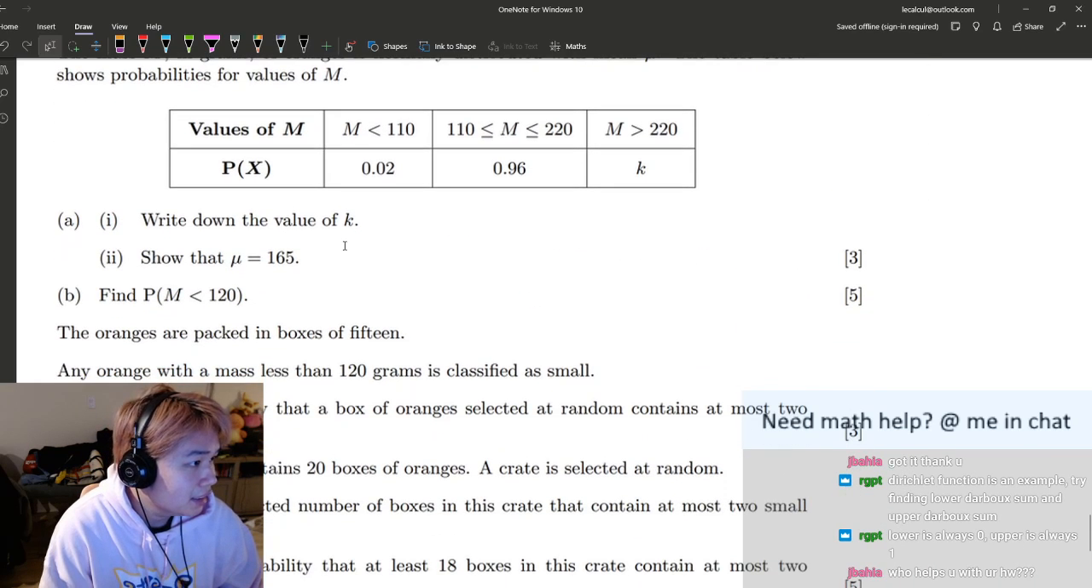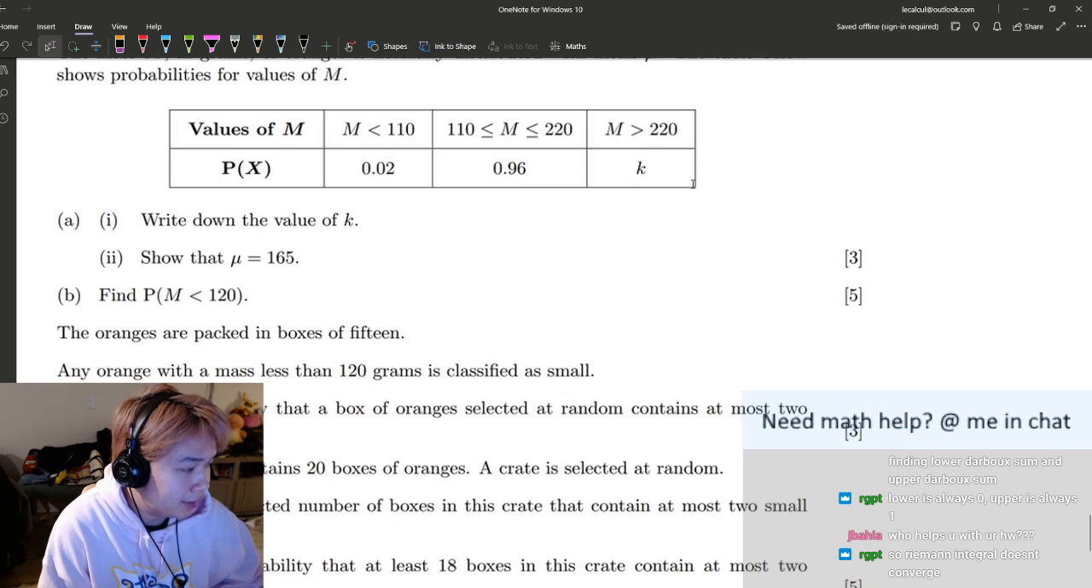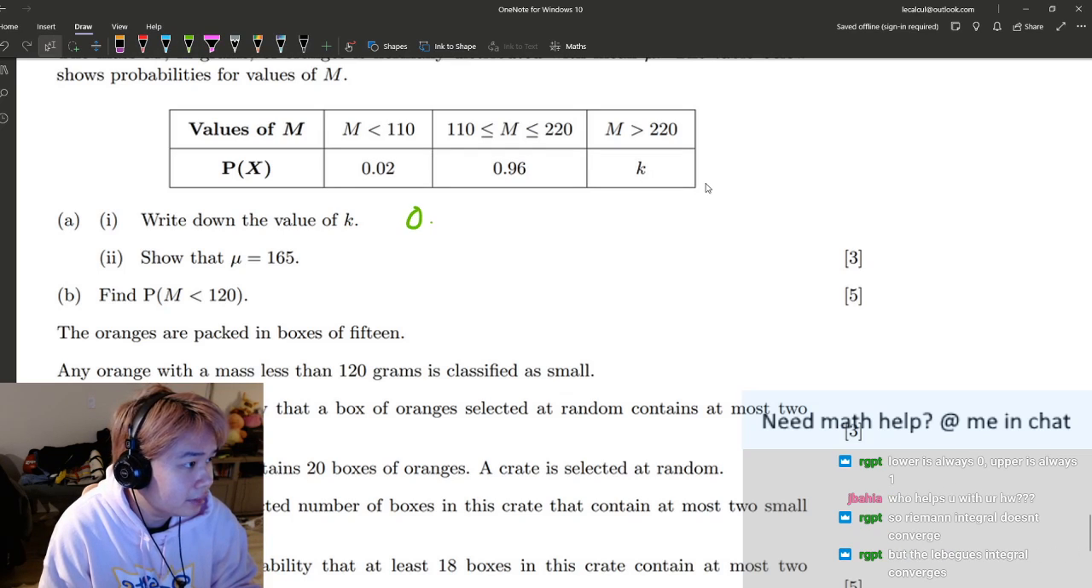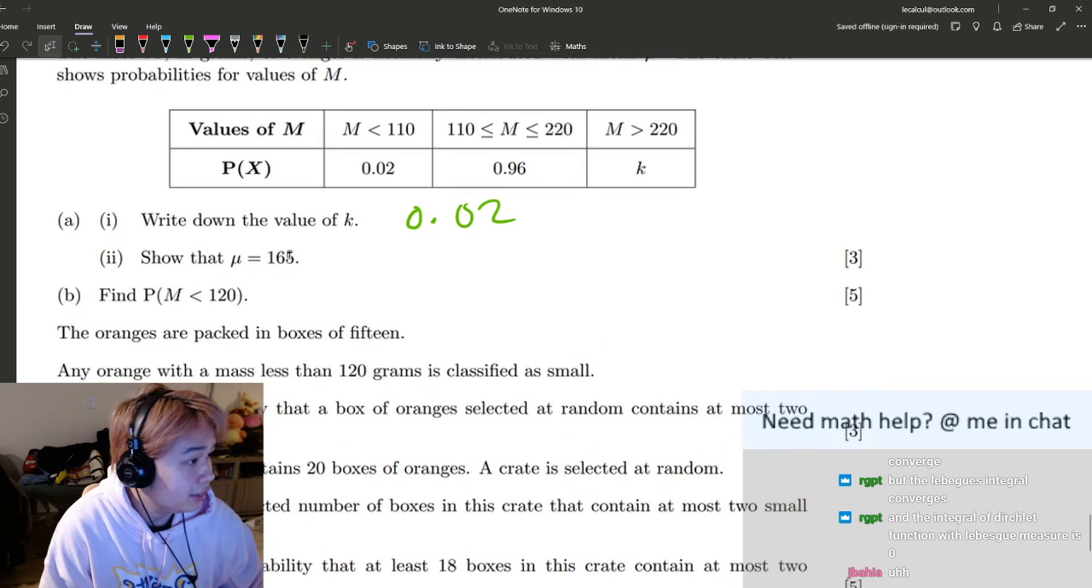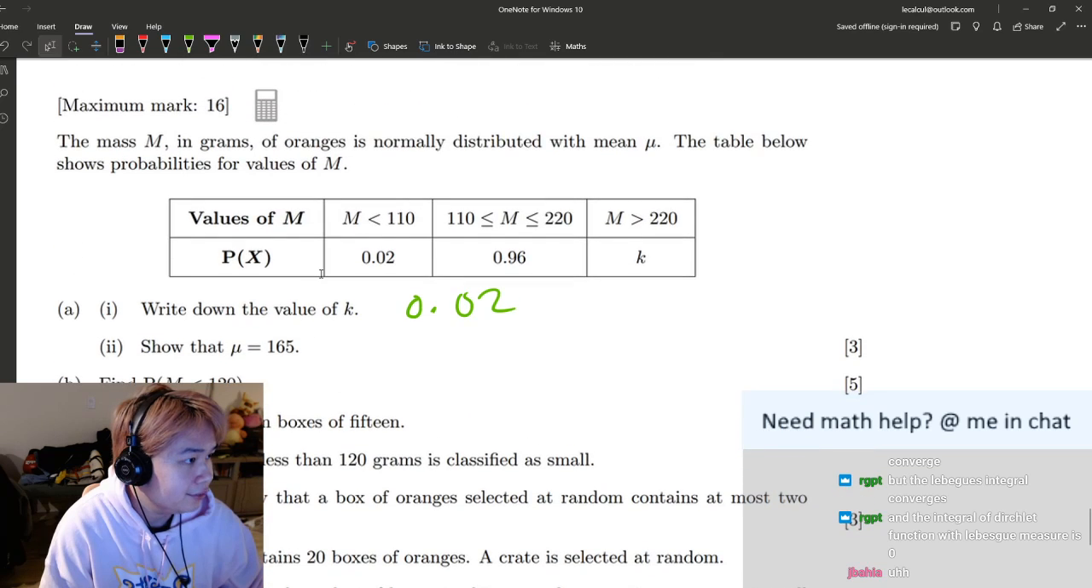Anyways, back to this. Okay, write down the value of k. These are all the probabilities in your event, so they do need to add up to 1. If you just do a little bit of thought, k needs to be 0.2. And then now we need to show that the mean is 165.